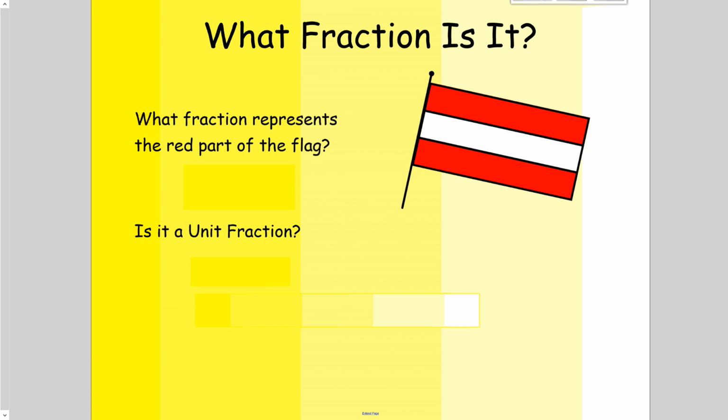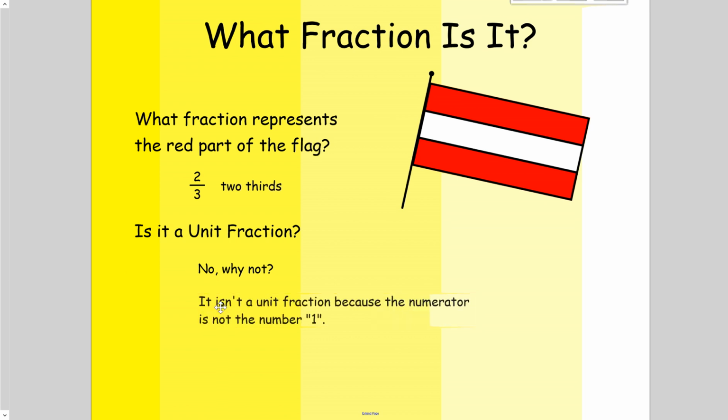How about this flag here? What fraction represents the red part of the flag? Well, there's 2 parts that are red, and there are 3 total parts. So the fraction that is red would be 2/3. Is that a unit fraction? No. Do you remember why not? It isn't a unit fraction because the numerator is not the number 1. In the previous lesson, we discussed how a unit fraction always has a numerator of 1.